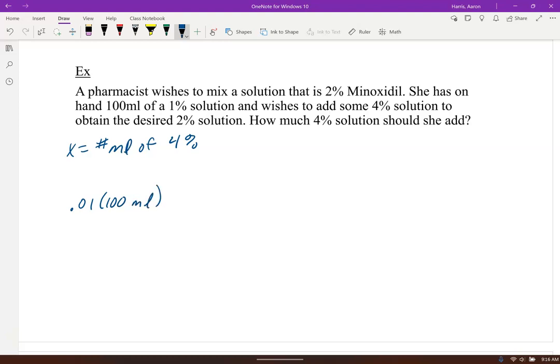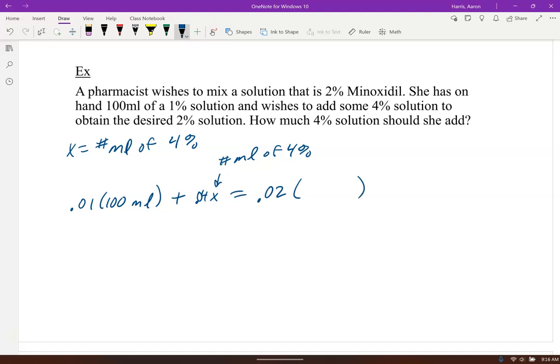Let me do that with an L like that. And then we're trying to figure out, we're going to add in a more potent 4%, 0.04, 4% of X. This is how many milliliters we're going to put in of the 4%. And that's going to make us the 2%. So how much do we end up with of the 2%?